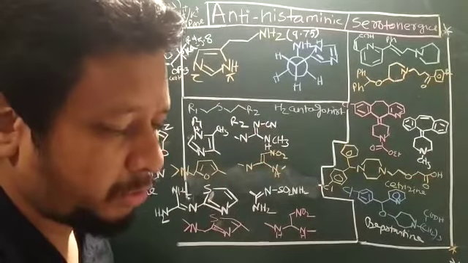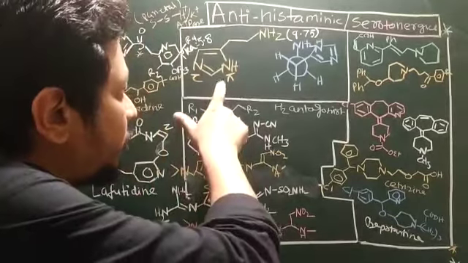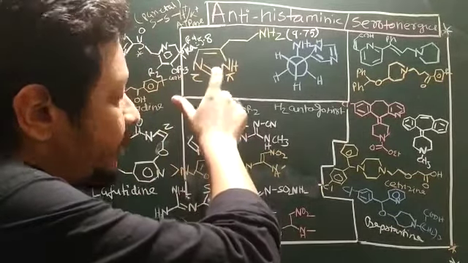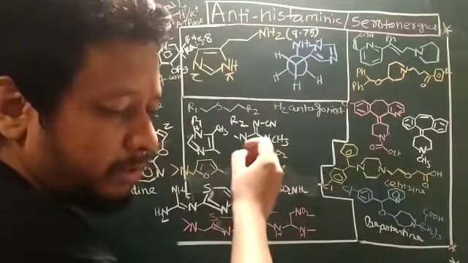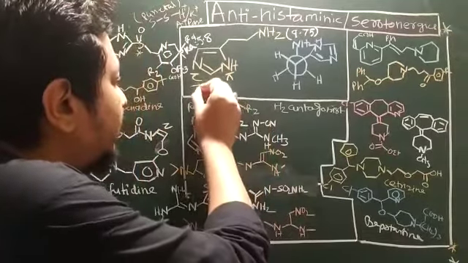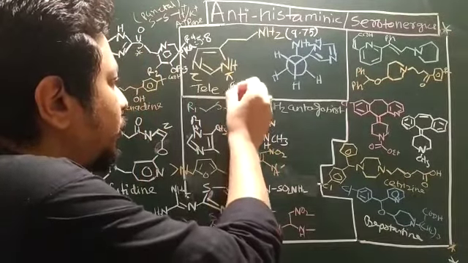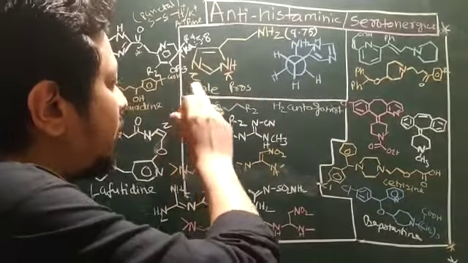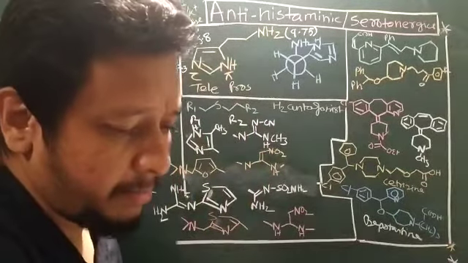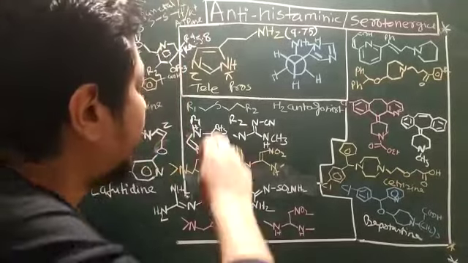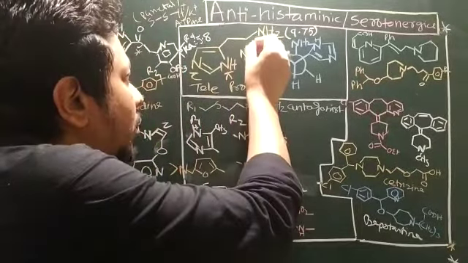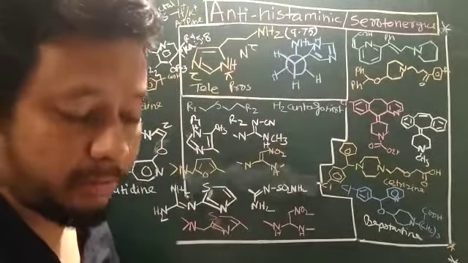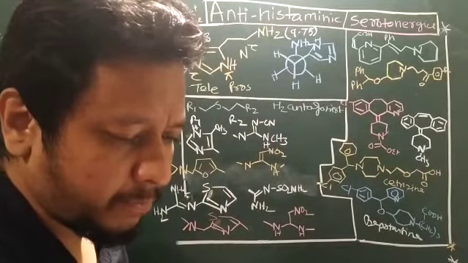One is known as the pros tautomer. This is the pros tautomer, and if the bond is shifting over here, the tautomer is known as the tele tautomer. Okay, so this is the pros tautomer and that is the tele tautomer. So tau, it's given by the tau. So histamine is very stable in the tau tautomer. The tele tautomers are the more stable one.